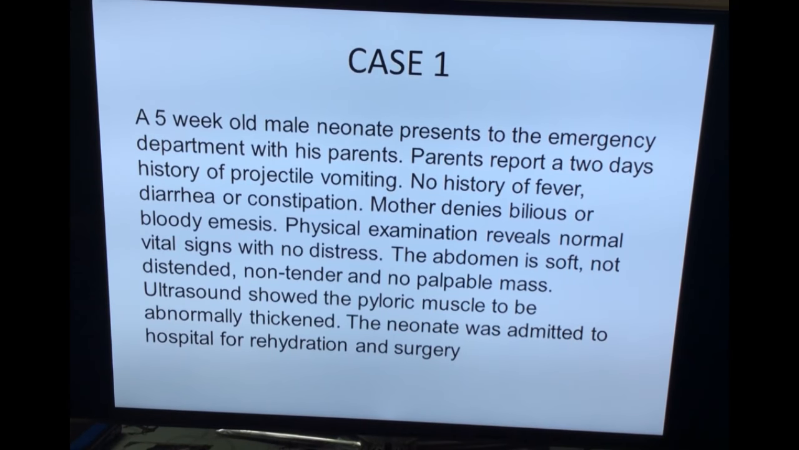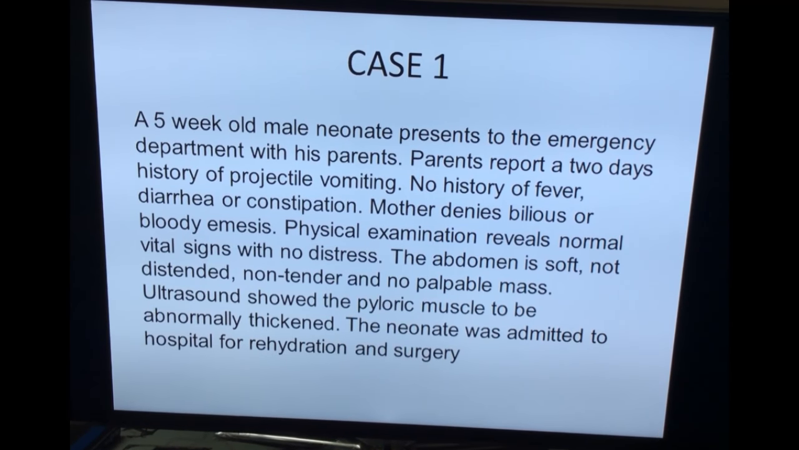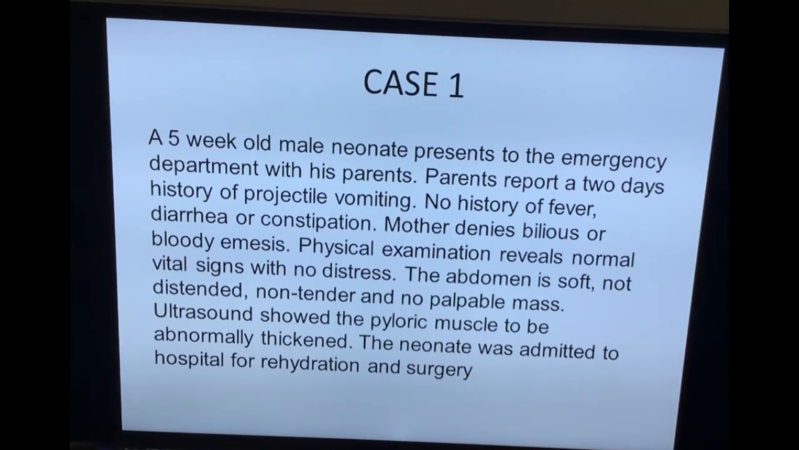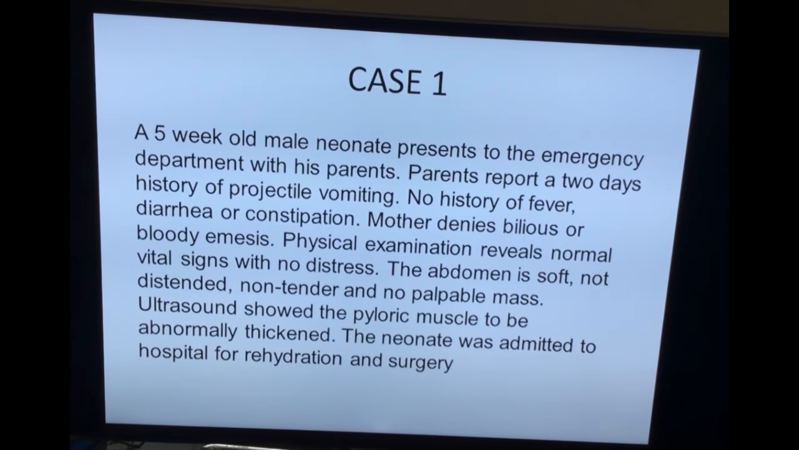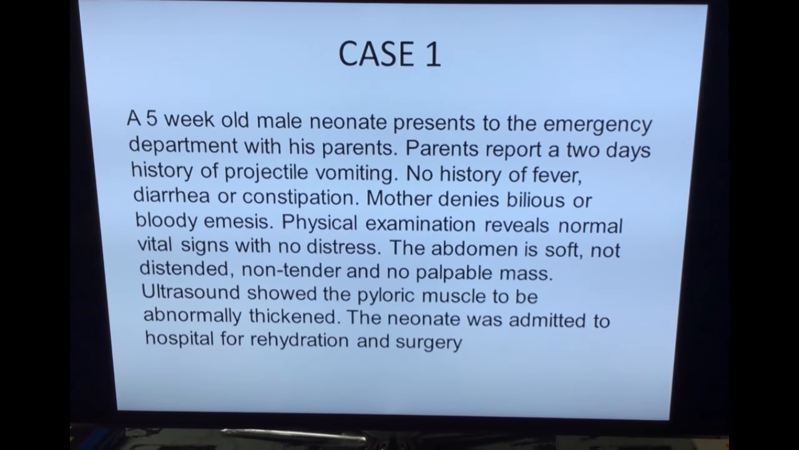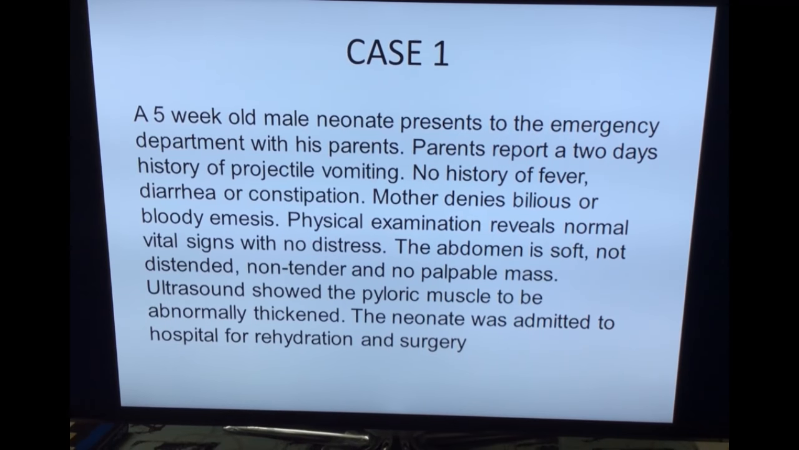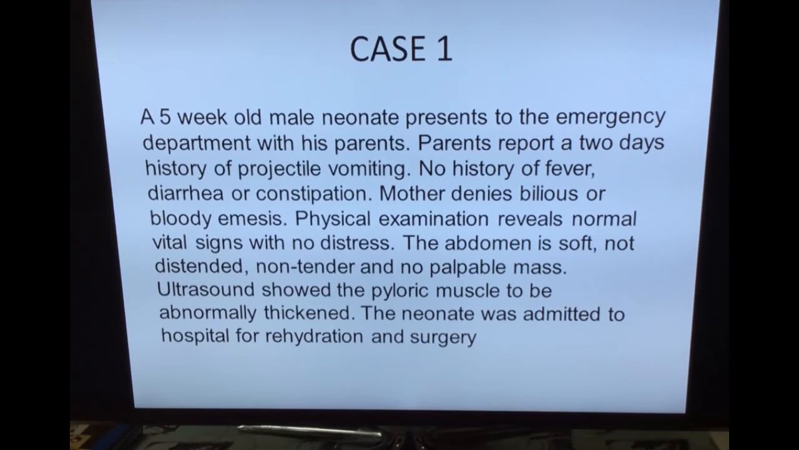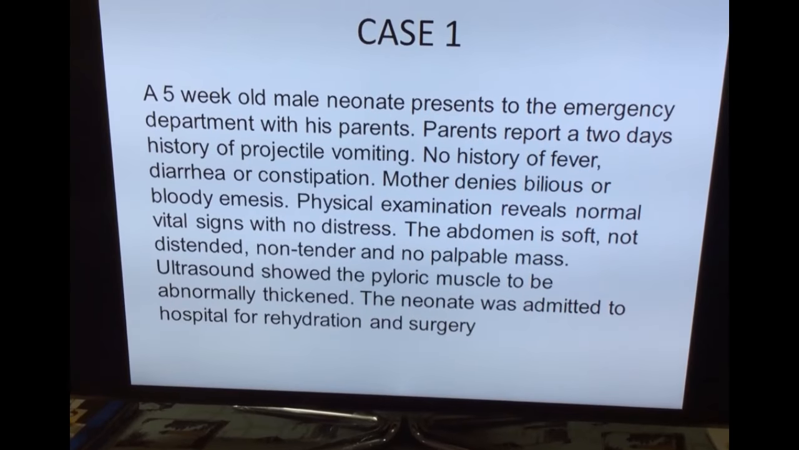The abdomen is soft, not distended, non-tender and no palpable mass felt. Ultrasound showed the pyloric muscle to be abnormally thickened. The neonate was admitted to the hospital for rehydration and a surgery was done.